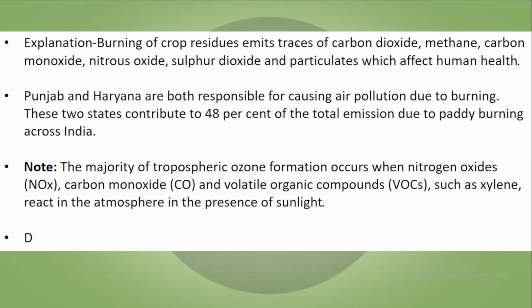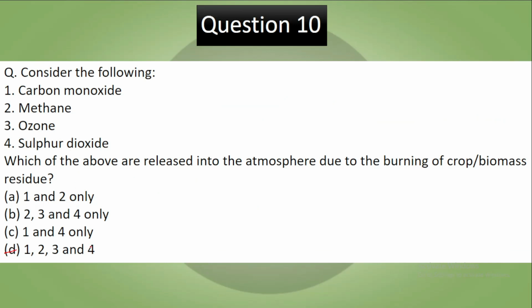Explanation: burning of crop residues emits traces of carbon dioxide, methane, carbon monoxide, nitrous oxide, sulfur dioxide and particulates which affect the human health. Punjab and Haryana both are responsible for causing air pollution due to the chaff burning. This is also called parali in Hindi. These two states contribute to 48% of the total emission due to this paddy burning across India. The thing to note here is the majority of tropospheric ozone formation occurs when nitrogen oxides, carbon monoxide and volatile organic compounds such as xylene react in the atmosphere in the presence of sunlight. So the correct answer is all of the above.